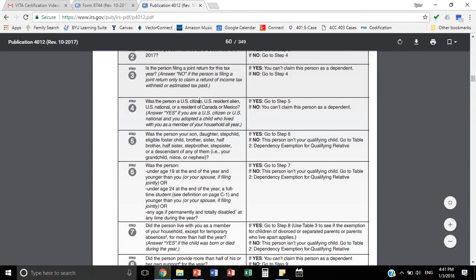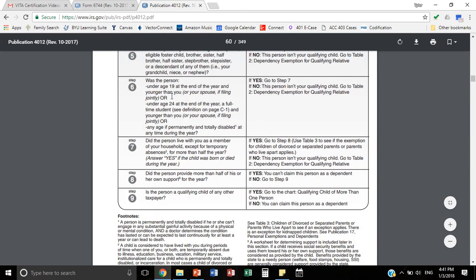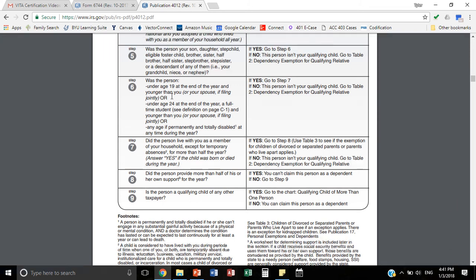Was the person a U.S. citizen? Yes, he was a U.S. citizen. So go to step 5. Was the person your son, daughter, stepchild, etc.? Yes, Chris is her son. So you go to step 6. Then was the person under age 19 at the end of the year and younger than you? Or under the age 24 at the end of the year, a full-time student and younger than you?